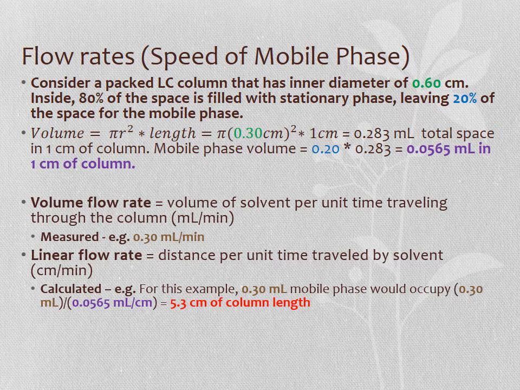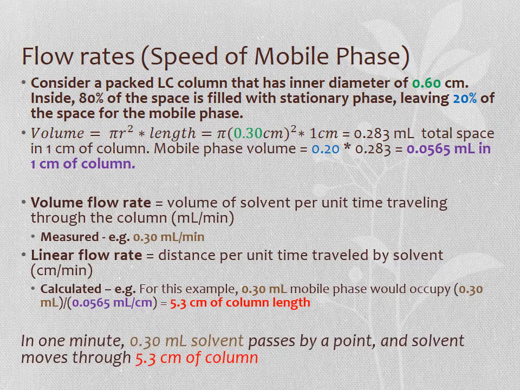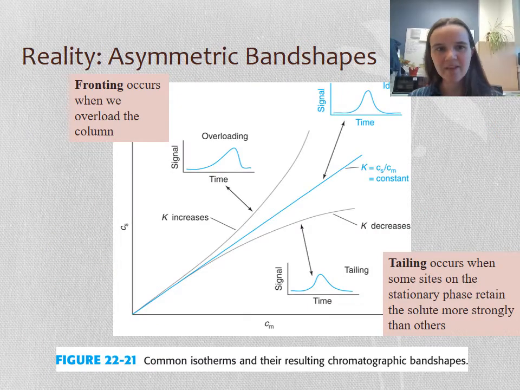And so, 0.3 mL, and now I know from my purple thing there how many milliliters is occupied in a centimeter of this column. So I divide it by that, and I get 5.3 centimeters of column length. So that means that you've got 0.3 milliliters of solvent passing by a point in a minute, and that goes 5.3 centimeters in the column. So those are your two types of flow rates, whether it be milliliters per minute or length per minute.